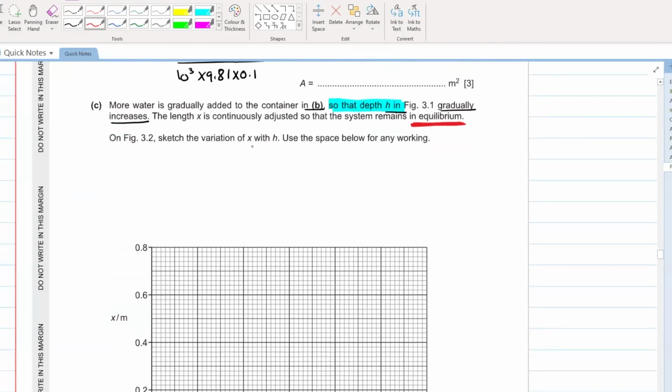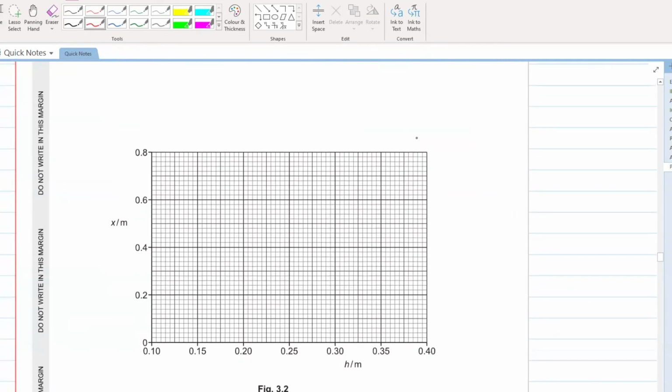Sketch the variation of x with h. Use the space below for any working. So as you can realize, as h is increasing, x is decreasing. We already have 1 point. When x was 0.4, h was 0.1. We have this point. Perfect.